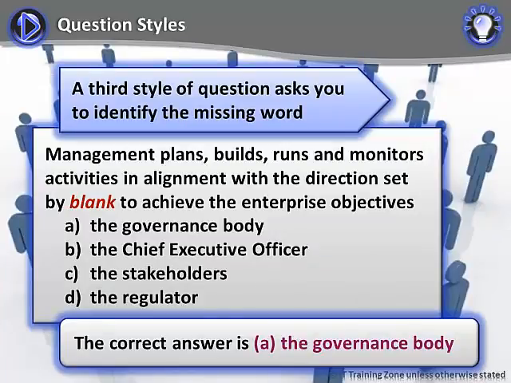A third style of question asks you to identify the missing word. For example, identify the missing words in the following sentence. Management plans, builds, runs, and monitors activities in alignment with the direction set by blank to achieve the enterprise objectives. A. The governance body. B. The chief executive officer. C. The stakeholders. D. The regulator. The correct answer is A. The governance body.